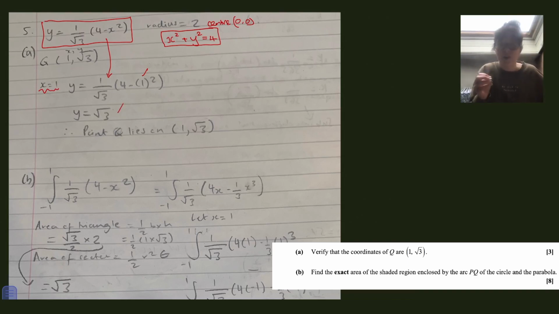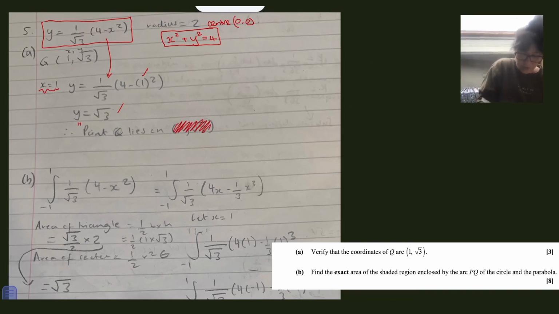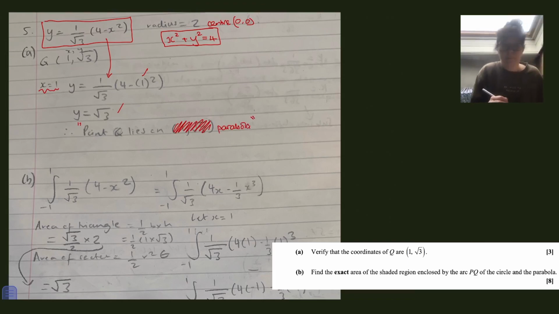Found an answer. I don't know if it's right or not because I haven't got the mark scheme, but find that. And there you've said point Q, oh wait, point Q can't lie on a point. Point Q is (1, √3). So you've said here, point Q lies on Q. That's not what you found. What you found is that point Q lies on the parabola. Lovely sentence to put at the end, but we're only halfway, sadly.